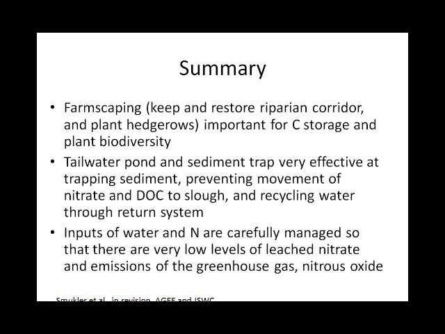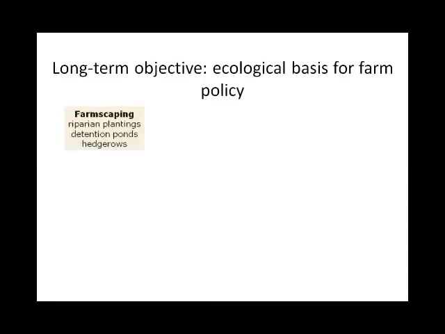So what we found on the farm, I haven't talked a lot about water and management in the field, so that was another part of the study. We can say they're really carefully managed, and the actual amounts of leached nitrate and emissions of the greenhouse gas nitrous oxide are quite low. So overall, the farm was carefully managed for organic production, and then the combination of the physical pond and sediment trap interventions and the farmscaping further contributed to environmental quality. Next slide.